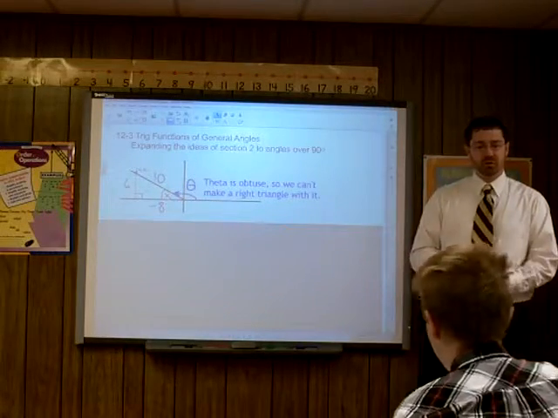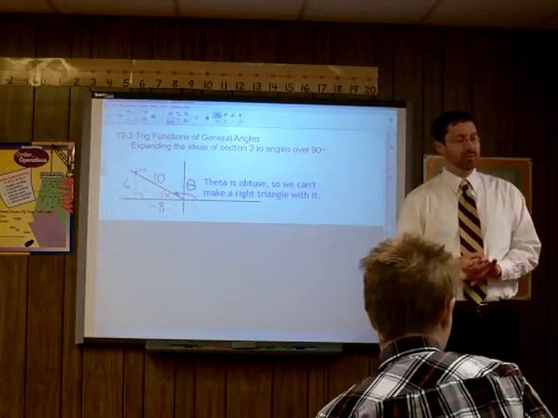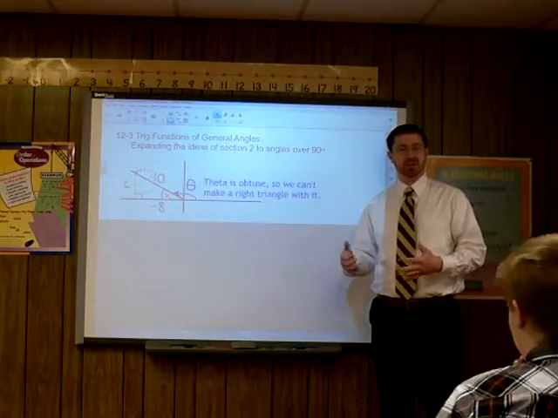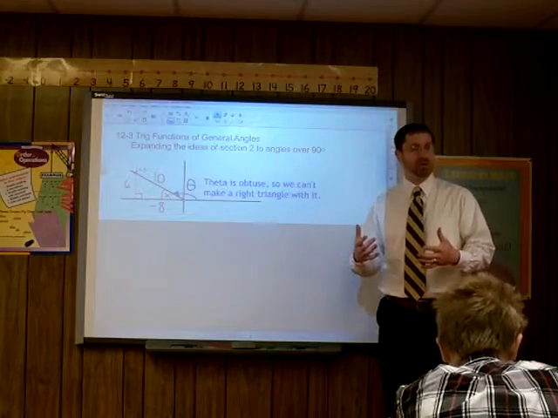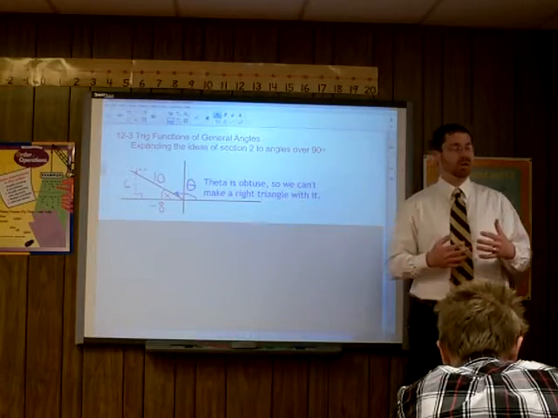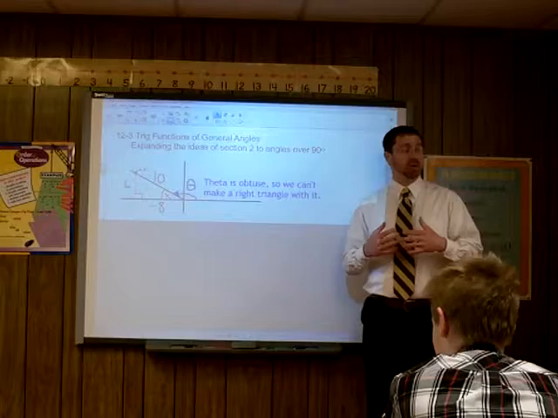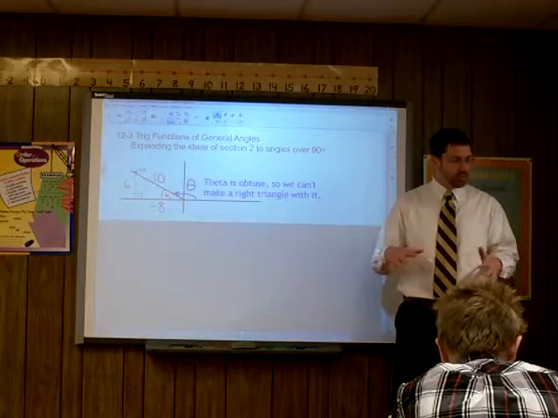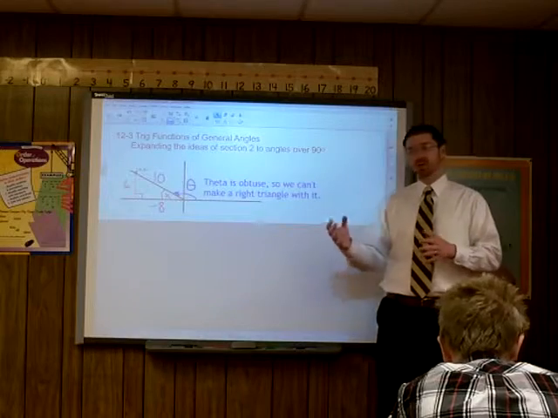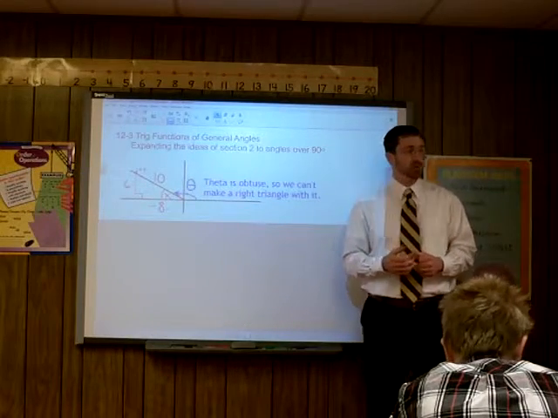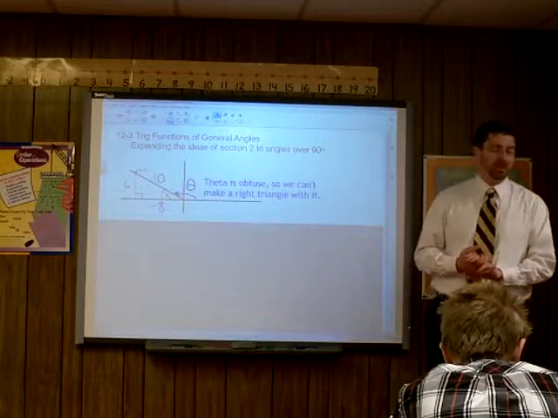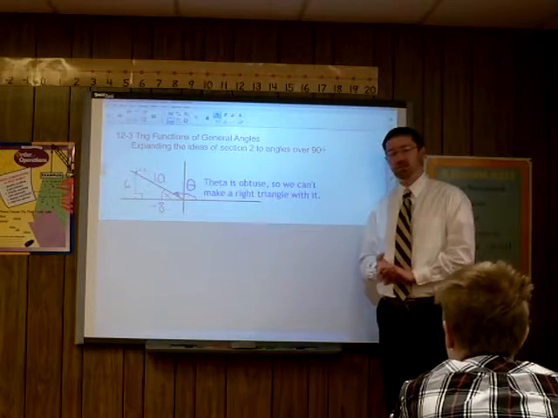So if you'll get your notes here, we'll take a look at section 12.3. Remember, in the first section, we introduced our right triangle trig. Second section, we were looking at our 6 reciprocal functions. We also looked at our cofunction identities. We even saw the Pythagorean relationship between sine squared and cosine squared equaling 1, and then the variations on that. Okay.